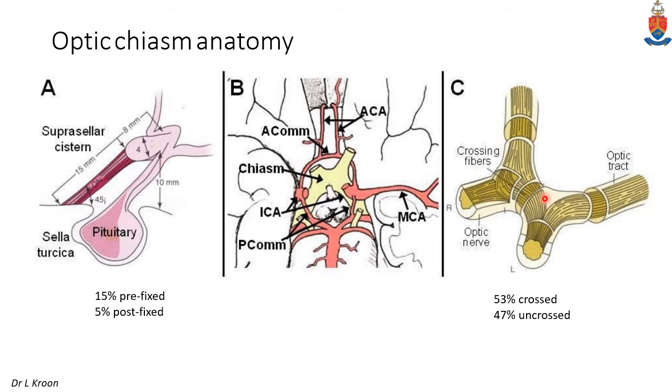And here's a cutaway view of the fibers starting in the optic nerve, then going into the chiasm, and then going back to the optic tracts. And notice that there are more crossed than uncrossed fibers. So the nasal fibers are crossing much more than those running in the temporal distribution.